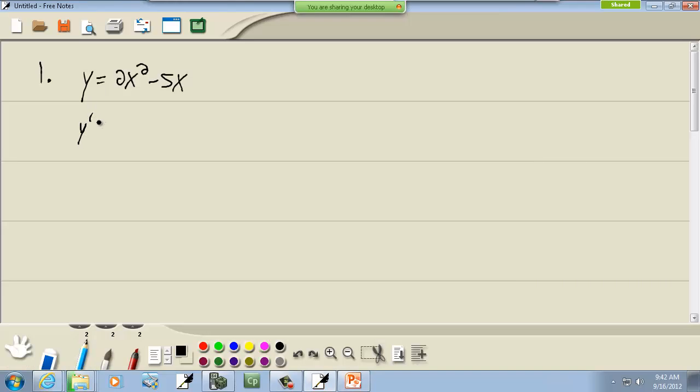Well, for our first derivative, take a power, put it out in front, lower it by 1, minus, and remember a number with an x just becomes the number. So that gives us 4x minus 5. Then for a second derivative, we put two little tick marks like that, y double prime, and then we take the derivative of y prime. Well, the derivative of 4x minus 5 is 4. And that's our answer.